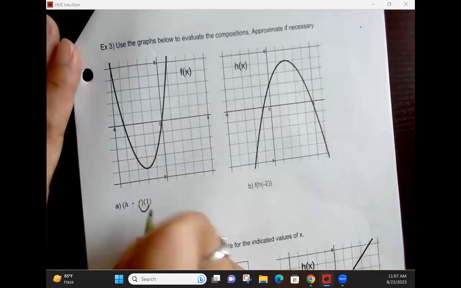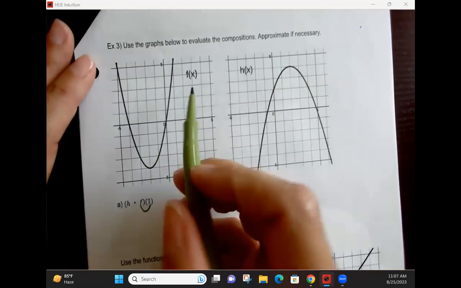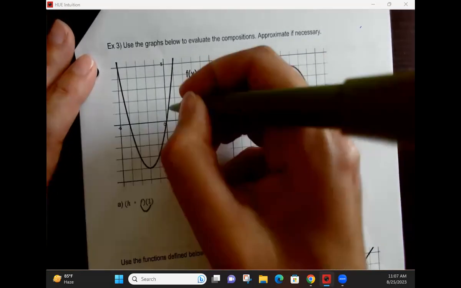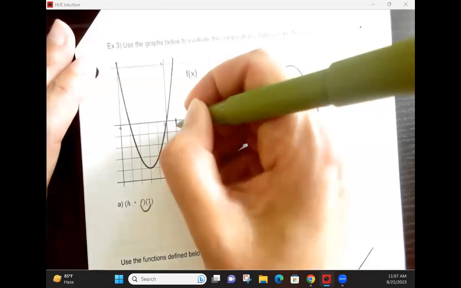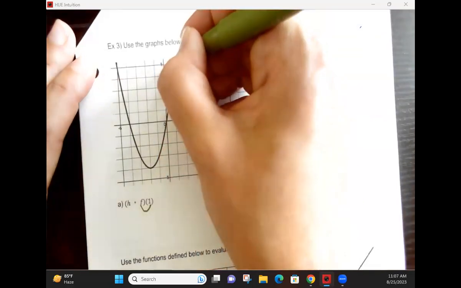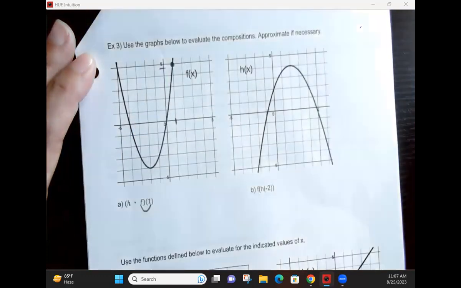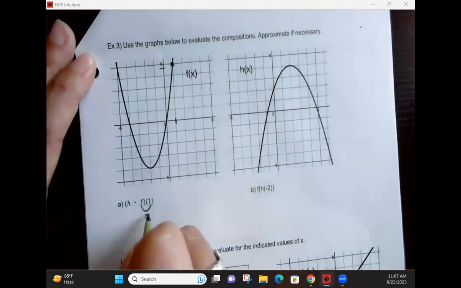Start with F of 1. So I'm looking at my F of X graph, and my input is 1. So my x is 1. I'm going to follow that to the point on my graph and see my output is 5. So f of 1 is 5.